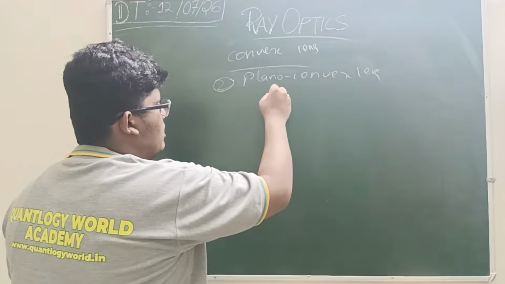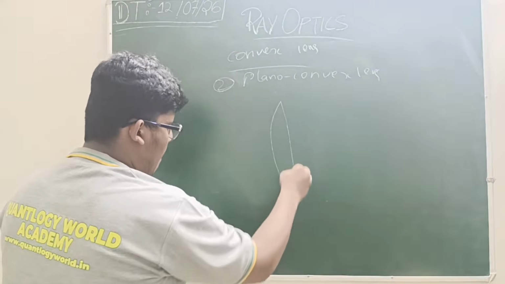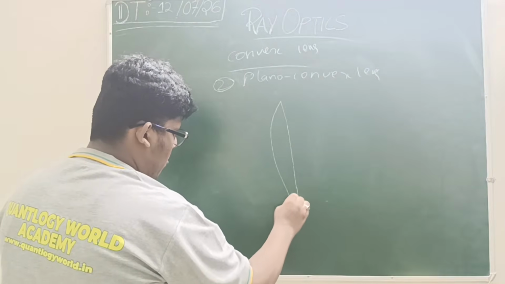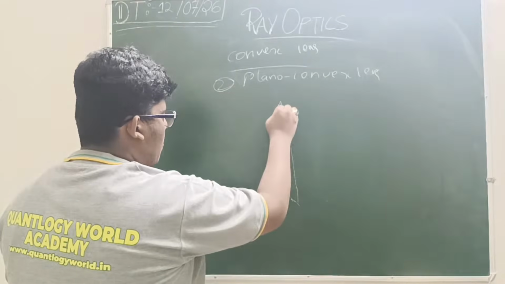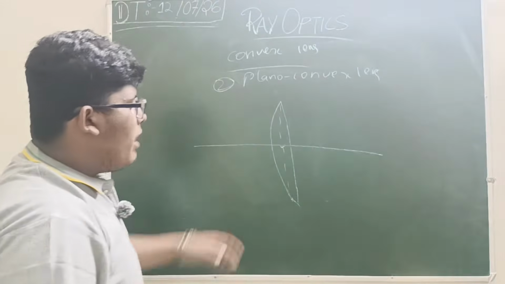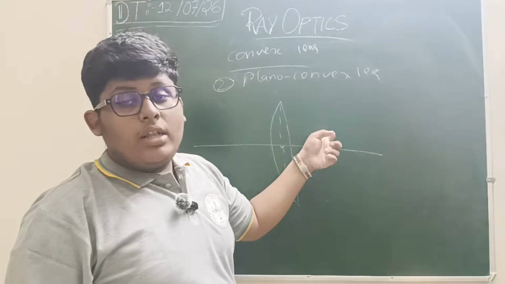What is plano convex lens? This is the example of plano convex lens, in which it uses one convex lens and another plane mirror.